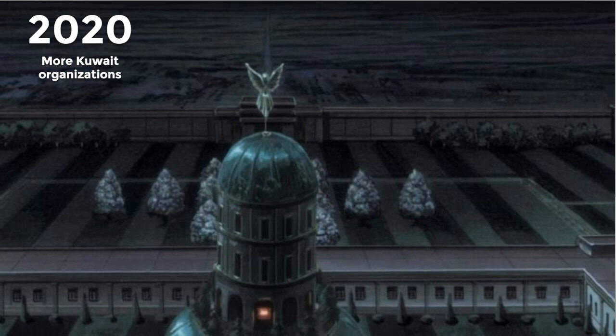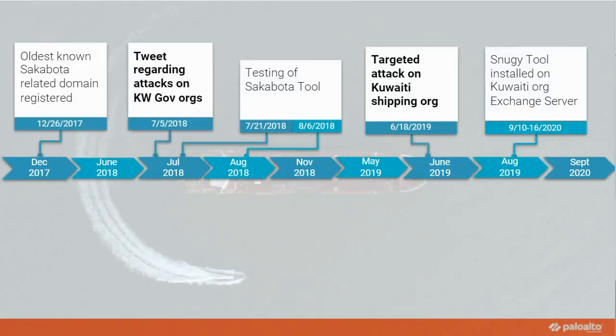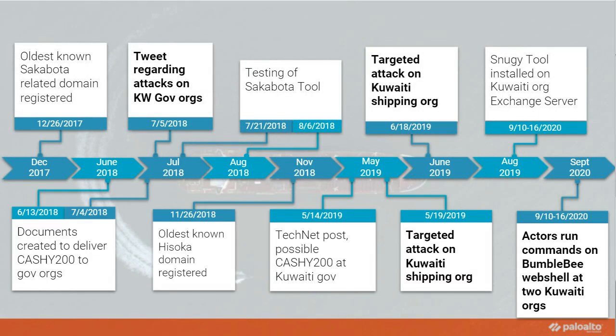And then the third tool that we unearthed was a web shell called Bumblebee, which I'll talk about in more detail in just a few moments. If we look at XHunt's entire timeline view of activity, we can start to see a couple of different pivot points. One specific area we notice is the activity in early July of 2018, which was the tweet regarding the attacks on Kuwaiti governmental organizations. And that's initially, as I mentioned earlier, what drew Unit 42's attention to this activity.